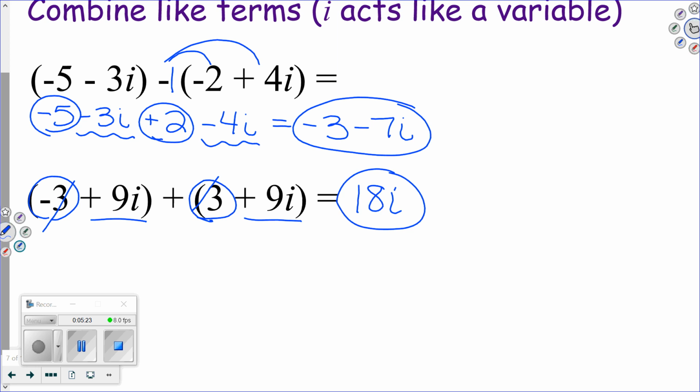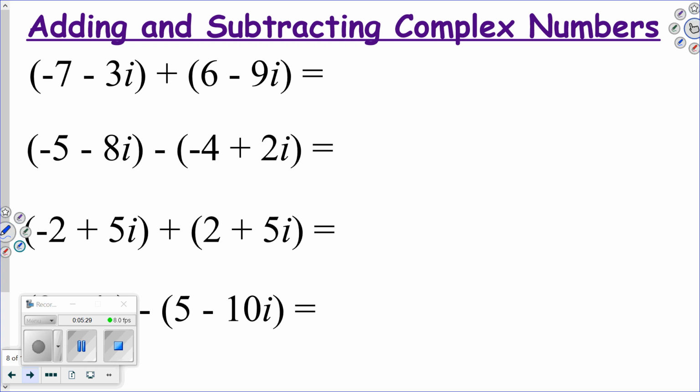All right. How are we doing? Adding and subtracting. Are we good? Awesome. Are you cool if I skip these 4? Because it's just more of the same. Okay. If you really need more practice, come see me. I'll go over them with you.